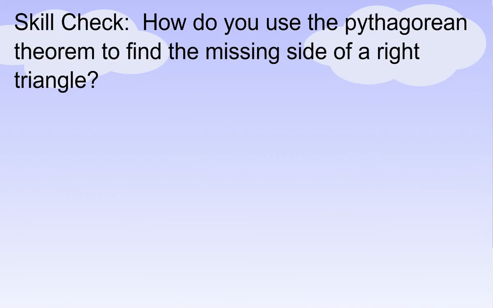If you could, please go ahead and answer this question. It says, how do you use the Pythagorean theorem to find the missing side of a right triangle? Take a minute or so, pause the video, come up with a good answer. When you're ready to continue, hit play, and we'll go through it together.